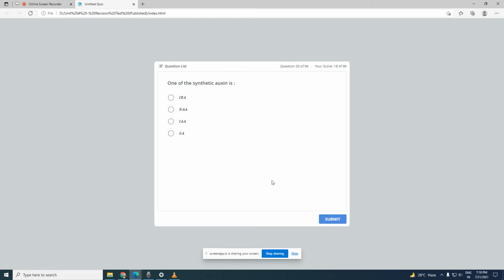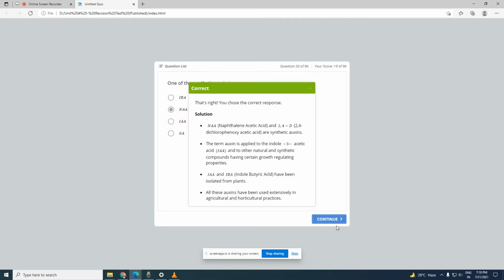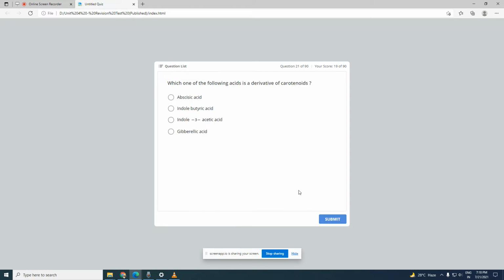One of the synthetic auxins is, here we have four auxins given: IBA, NAA, IAA, GA. So which is the right answer for question number 20? Option B, NAA is the right answer. Next question.